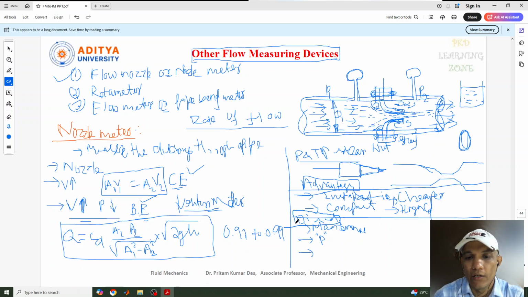So I hope you understand the working principle of this nozzle meter. The working principle is also very simple. Pressure needs to be decreased, the velocity will be increased here, and the flow pattern, how the flow is coming out from this, is one matter. And here we use the concept of Bernoulli's equation as well as the continuity equation, as I told you. So these are the few things we can remember.